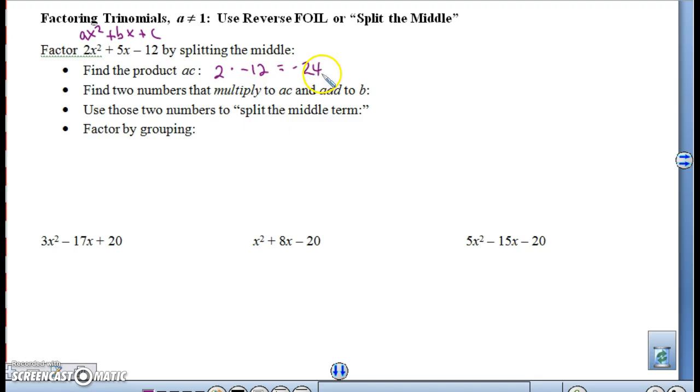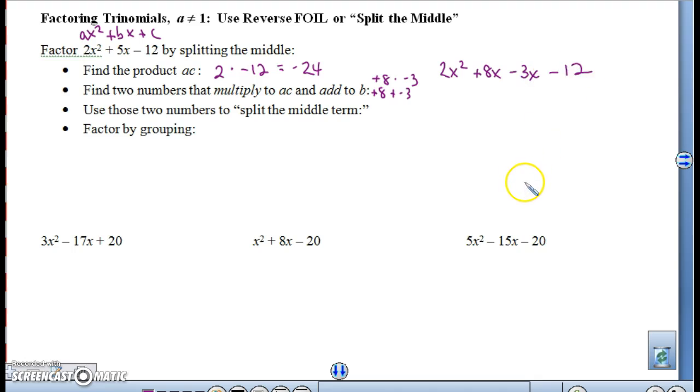Now, we take that negative 24 and find two numbers that multiply to be negative 24 and add up to be the b value. The b value in this case is 5. So what multiplies to be negative 24 but adds up to be 5? Well, let me see. Negative 24 would be different signs. So if I said positive 8 times negative 3, that gives you negative 24, and positive 8 plus negative 3 will give me 5. Okay, so instead of writing 5x here, I'm going to rewrite this as a split middle term. Instead of writing 5x, I'm going to write plus 8x minus 3x, and then minus 12.